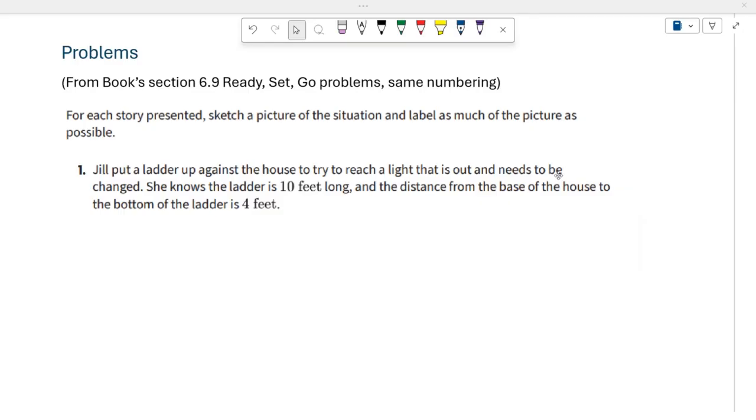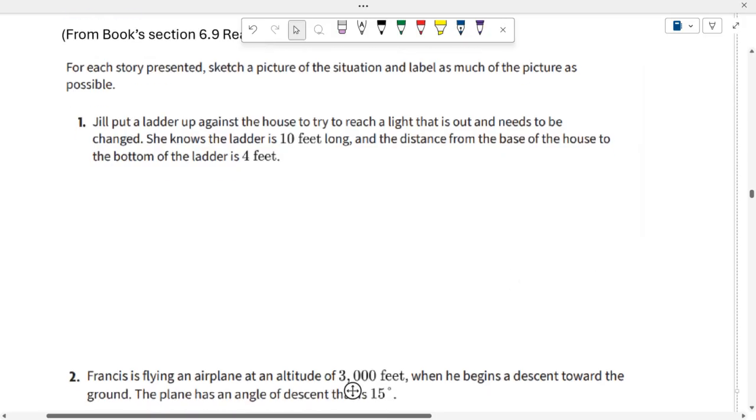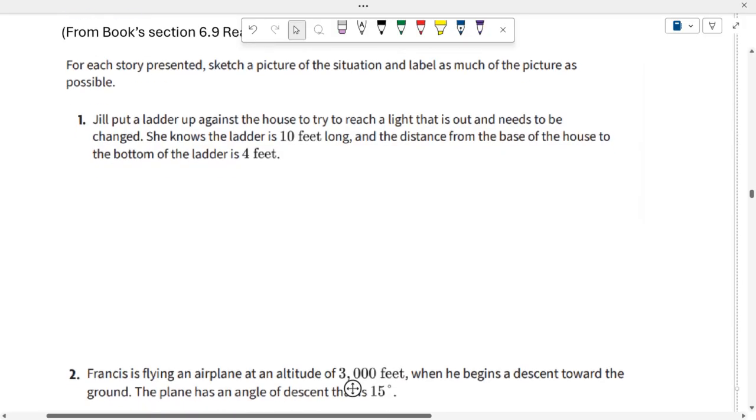Today we're going to be looking at Chapter 6, Trigonometry, Lesson 4, Applications of Right Triangle Trigonometry. So these problems are directly out of the book. Read out the directions here. For questions 1, 2, and 3, they all have the same directions. Directions say, for each story presented, sketch a picture of the situation and label as much of the picture as possible. And again, that's for 1, 2, and 3.